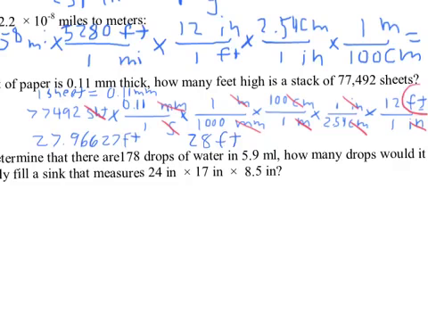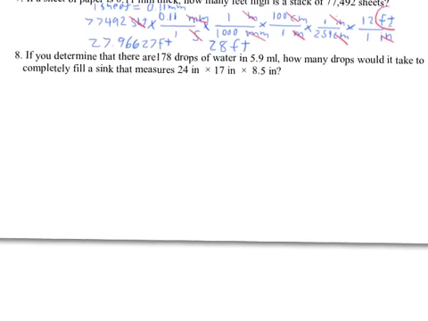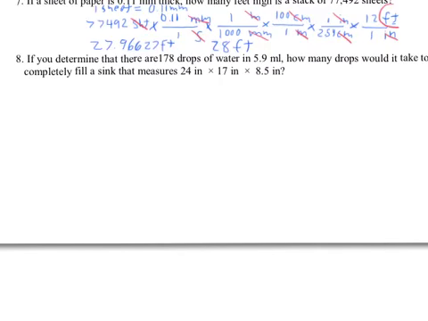Well, this last one is the last one for a reason. It takes a little bit of work to do it, so let's just read what we're supposed to do here. What we want to figure out is how many drops. So we're trying to convert into drops. We want to know how many it takes to fill the sink. So what we need to do is start off with the volume of the sink and convert it into drops. Let's take an assessment of what we know.